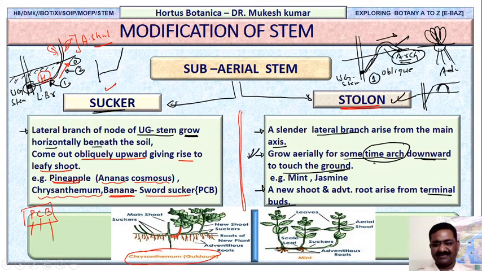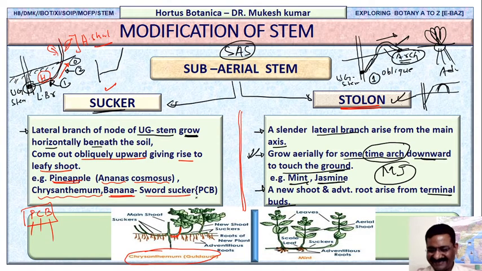Otherwise, you can say this is a type of dance. Michael Jackson dance is there. I also used to say it is MJ, Michael Jackson, M for mint and J for jasmine. So I also said this is a type of dancing, like horizontal, oblique, oblique, horizontal. So dance, underground stem, dance. You can also say dance, SAS, dance. SAS for sub-aerial stem. So the first one is the sucker and the second one is the stolon.